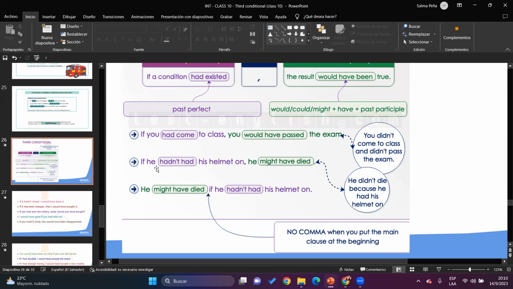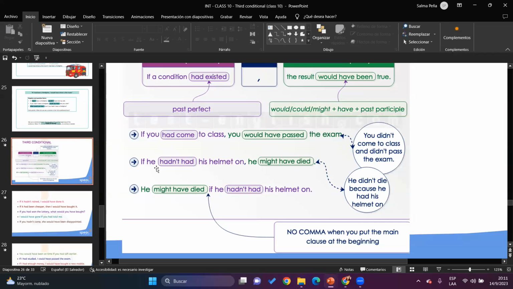He didn't die because he had his helmet on. Another one. He might have died. That is the opposite, we only change the position. The modification in this case is just that we don't need to use the comma, right? Because if connects both expressions, but it's exactly the same. He might have died if he hadn't had his helmet on. And there is no comma when you put the main clause at the beginning. That is the only difference.